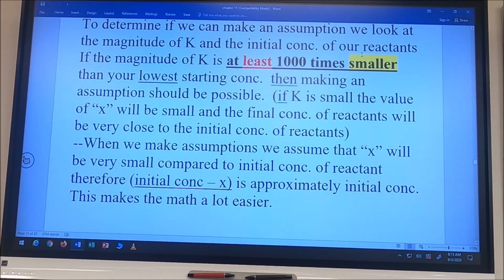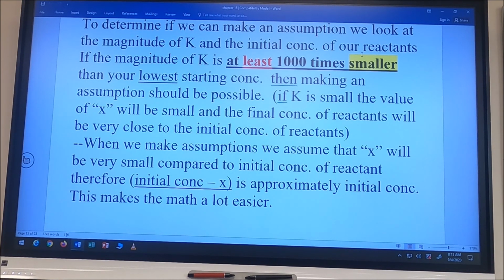Okay? To make an assumption, the magnitude of K has to be at least 1,000 times smaller than your smallest or lowest starting concentration. Then making an assumption should be possible. So what do I mean by that? Well, let's say that my concentration of one of my materials is 0.2. Then I want my K value to be less than 2 times 10 to the minus 4 to make an assumption. Okay? The smaller K is, the more likely we are to be able to make an assumption.